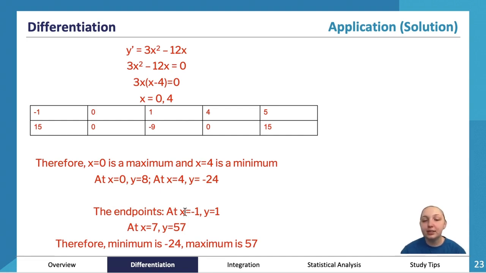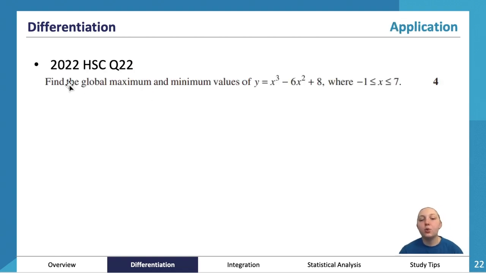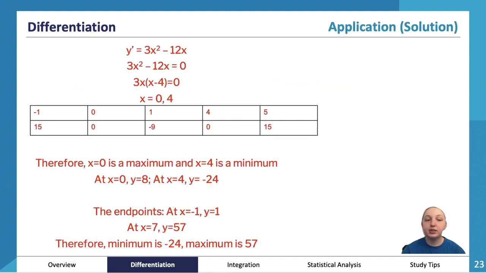So the endpoints, when we're checking them at x equals negative 1, y is equal to 1, and at x equals 7, y is equal to 57. So therefore, our minimum is negative 24, but our maximum is actually 57. Okay, so whilst the question told us that we had to find the global maximum and minimum values here, it wasn't actually through the differentiation that we found that. It was by using the limits that they had given us to find that the maximum would be 57.